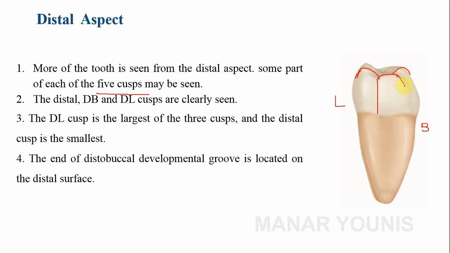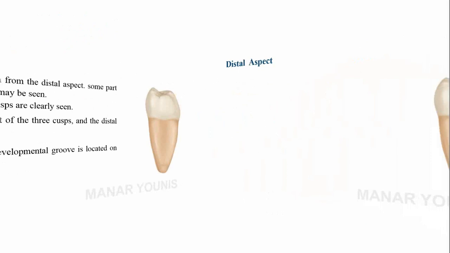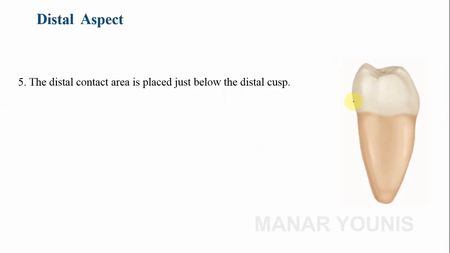We can see the end of the distobuccal developmental groove. This is the distobuccal developmental groove, which separates the distobuccal cusp and the distal cusp. It ends in a small concavity just above the cervical line on the distal surface. The distal contact area is placed just below the distal cusp, and it's located in the middle third of the crown. This is the distal cusp. This is the distolingual, and this is the distobuccal.